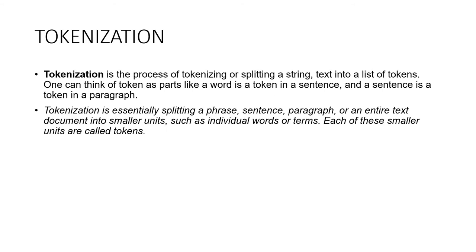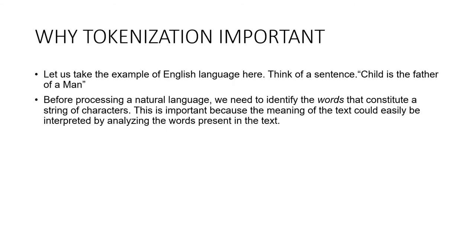Tokenization is the process of splitting a string of text into a list of tokens. One can think of a token as a part, like a word. A word is a token in a sentence, and a sentence is a token in a paragraph. Tokenization is essentially splitting a phrase, sentence, paragraph, or an entire text document into smaller units such as individual words or terms. Each of these smaller units is called a token. See why tokenization is important.